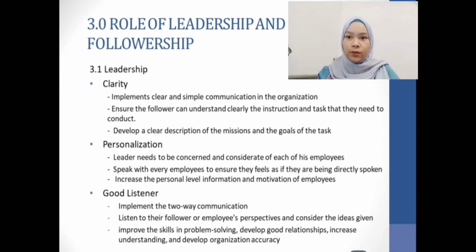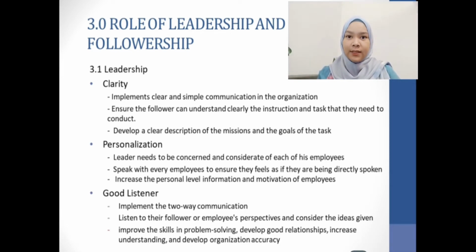A leader needs to ensure followers can understand clearly the instructions and the tasks they are given to conduct. Leaders need to develop clear descriptions of the missions and goals of the tasks that must be carried out so that there are no problems during the process.